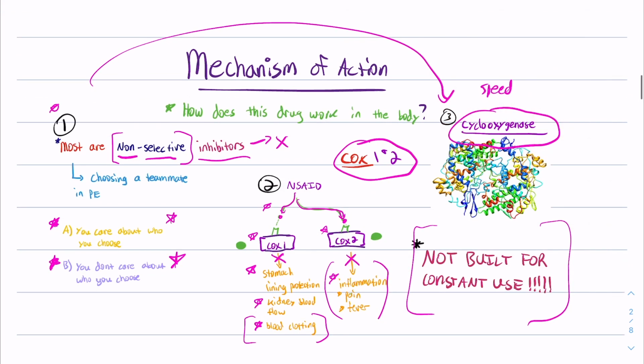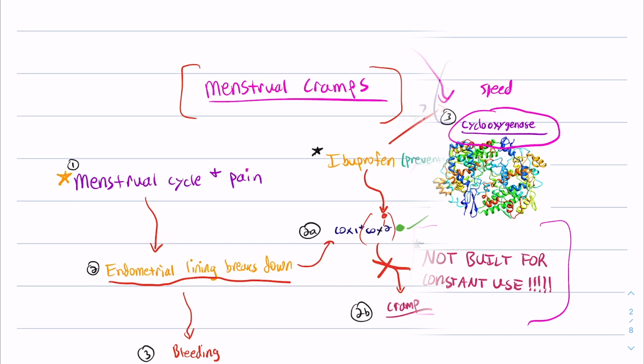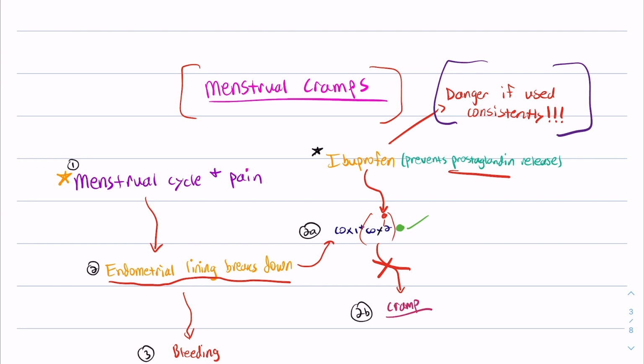Then we got into the mechanism of action, how these things work. They're non-selective, right? Like that sport you're playing in physical education. They bind to COX-1 and COX-2, and they inhibit them, they stop these things from working, which produces the effect you want, but has some downsides as well. Then we talked about cramps in the menstrual cycle, how this works a little bit, and how these drugs, these NSAIDs, prevent cramping by stopping these enzymes from working, but there is a danger and there's a downside.